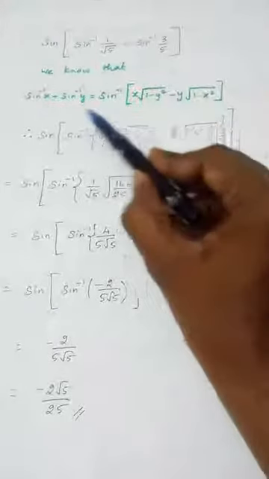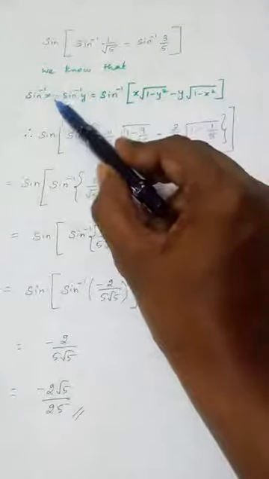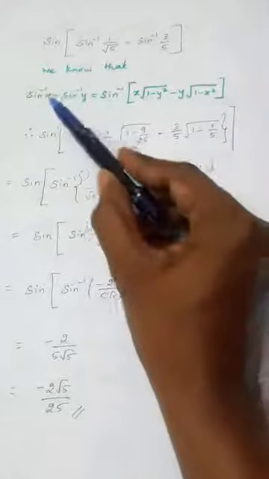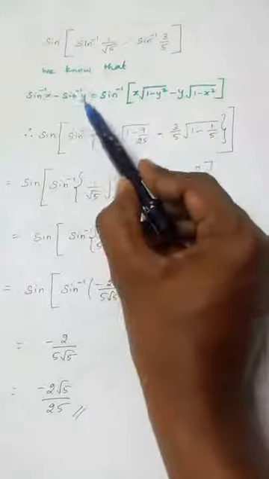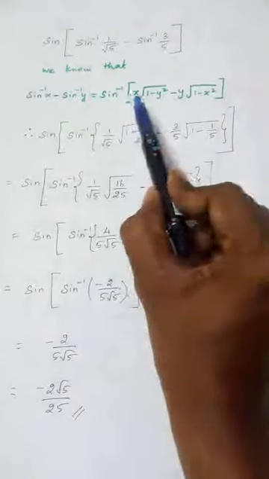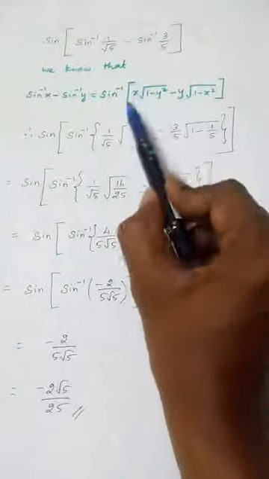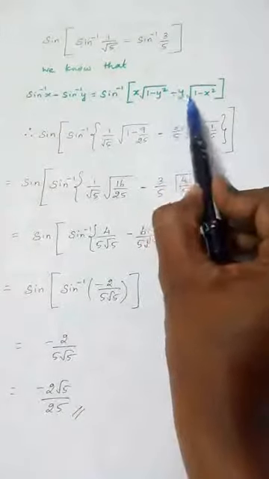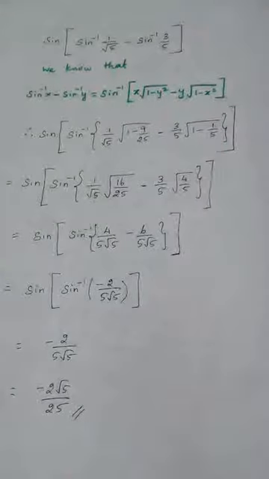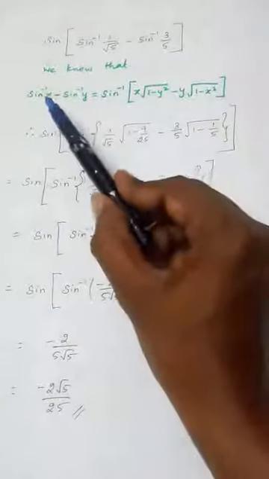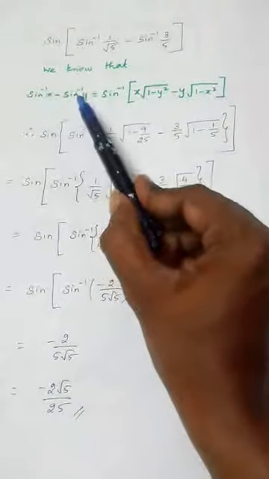Now this is the important formula that we should know. You should memorize this first. Sin inverse x minus sin inverse y, and the formula is sin inverse of, in brackets, x into root of 1 minus y square, minus y into root of 1 minus x square. Could you understand what this is? This is the formula for sin inverse x minus sin inverse y.